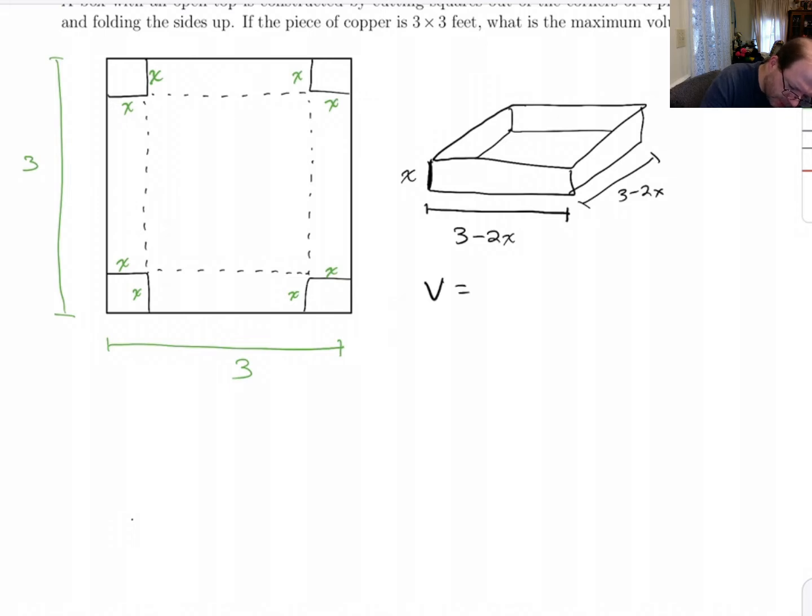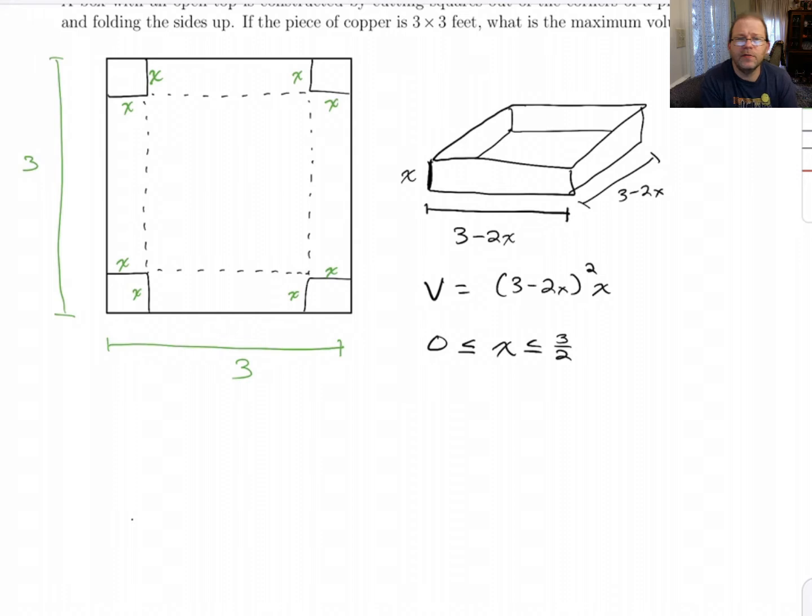Let's see, the volume is going to be (3 minus 2x) squared times x. And if we look at x, x needs to be between 0 and 3/2. Why? Well, you can't have a negative length. If we had 0 length, then the thing's going to have 0 volume. It's just the flat square. And the 3/2 comes from, if we cut x off of one side and x off of the other, then the most we could do is go to the middle, which is halfway across, so 3/2. So what we need to do is maximize this function.